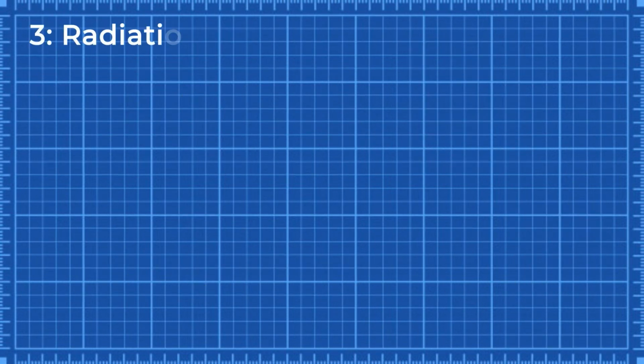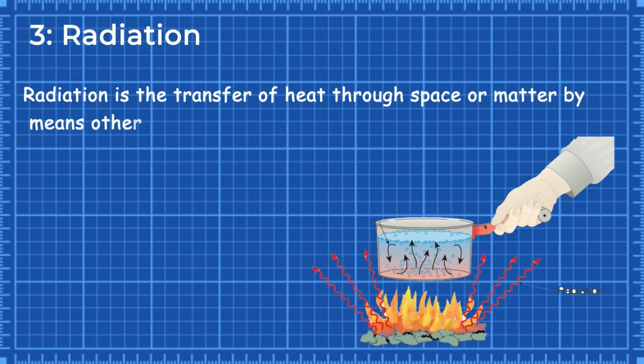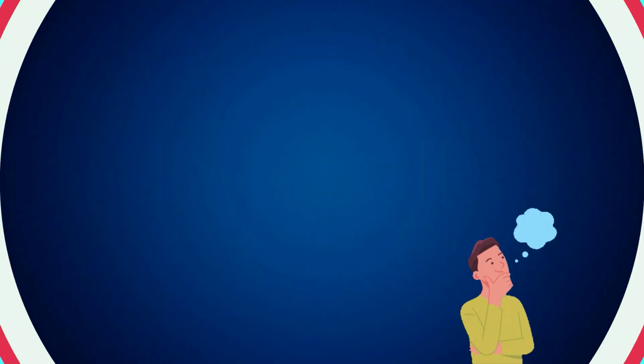3. Radiation. Radiation is the transfer of heat through space or matter by means other than conduction or convection.